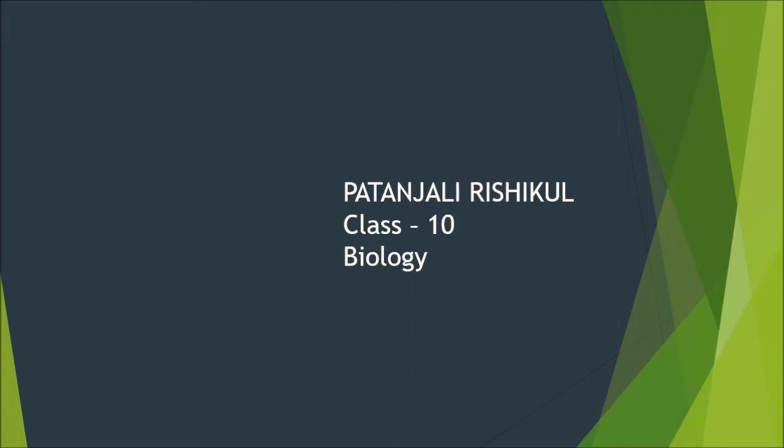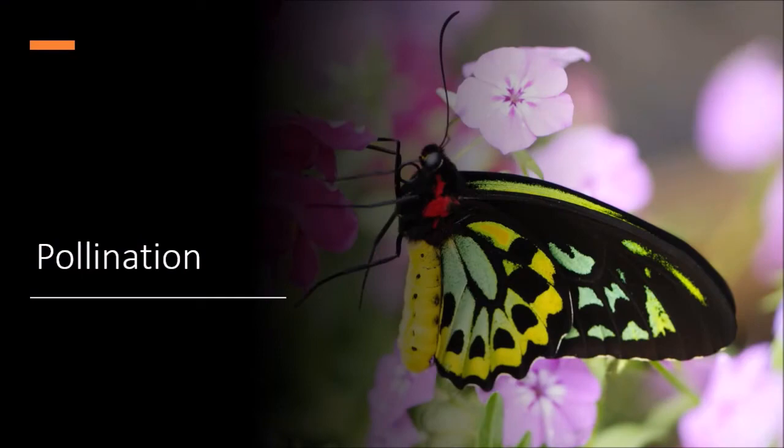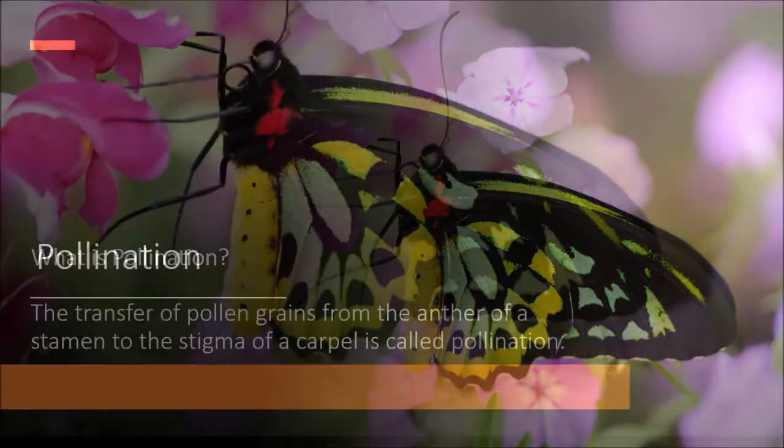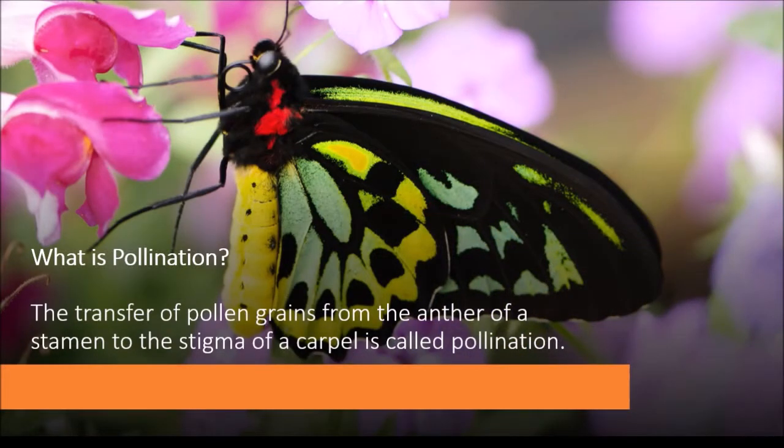In our previous video, we discussed the main parts of a flower. Today, we will learn about the process of pollination. Now children, what is pollination? Pollination is the transfer of pollen grains from the anther of a stamen to the stigma of a carpel. This is known as pollination.